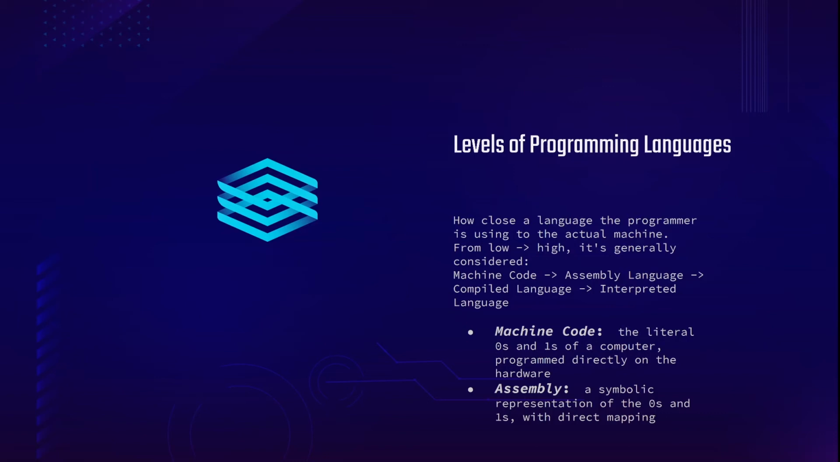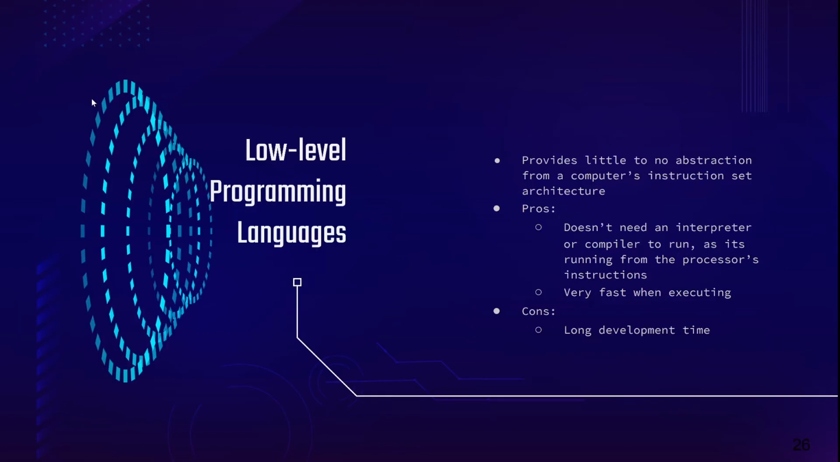So, machine code. I know I've said it a couple times, but it is the actual ones and zeros programmed directly onto the hardware. Assembly is a symbolic representation of those ones and zeros, and it has direct mapping. So it's not completely one-to-one, but for all intents and purposes, it's basically one-to-one. So, low-level programming languages provide little to absolutely no abstraction from a computer's instruction set architecture. You know, the specifics of each individual computer, right?